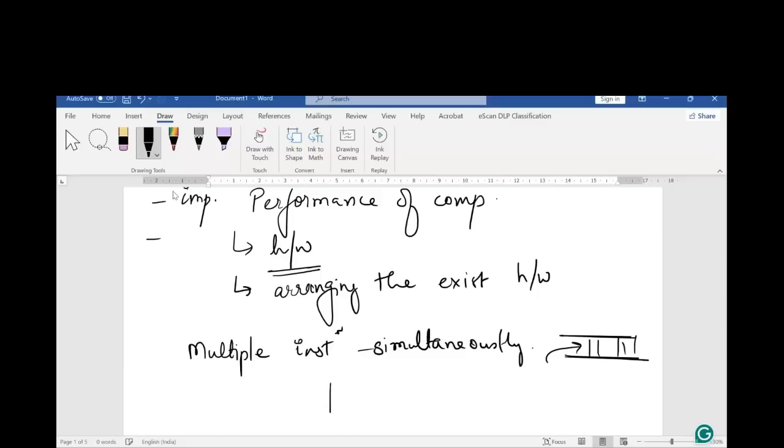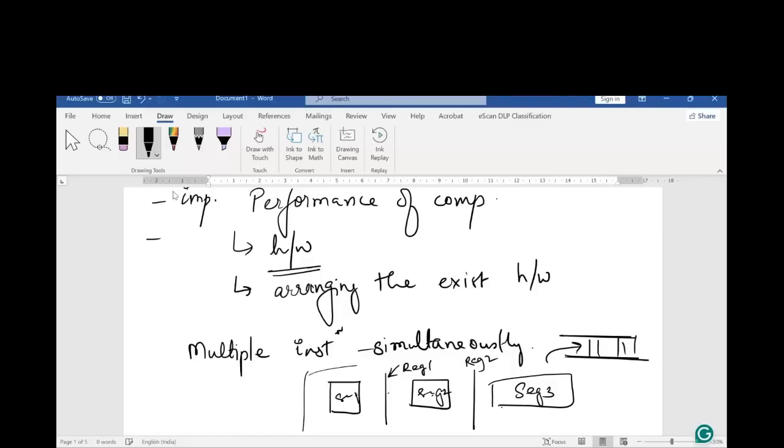The arrangement is that you divide your task into different segments. This is my segment one, this is segment two, and here you have registers. The output of one segment is given to a register, and from the register, the input goes to the next segment. So the arrangement is carried out in such a way that it looks like a pipeline. Here you have register 1, register 2. This is how the hardware is arranged.